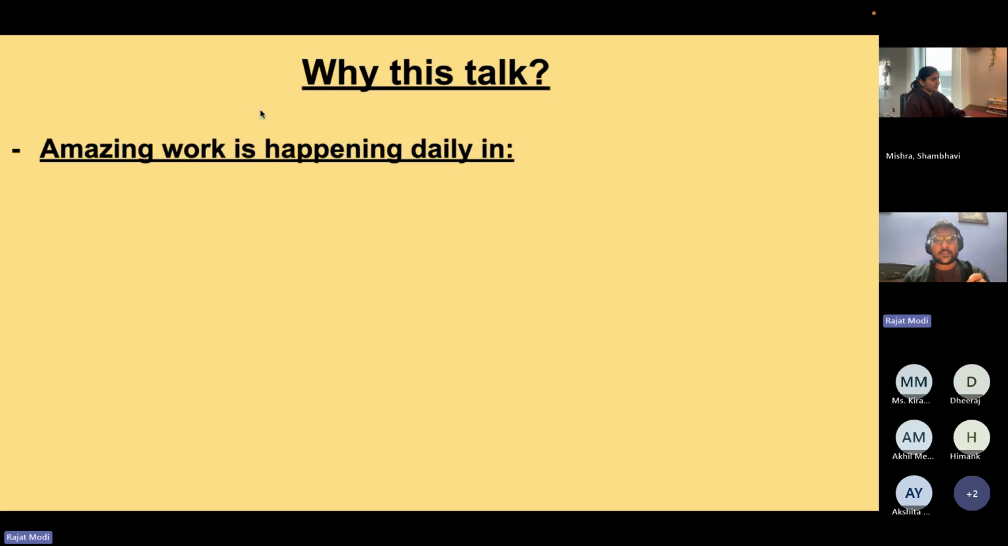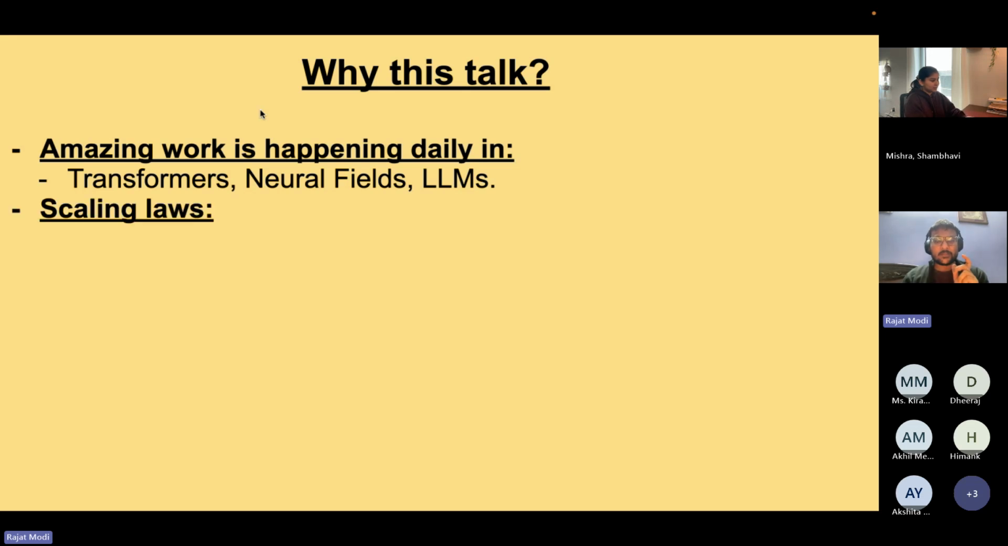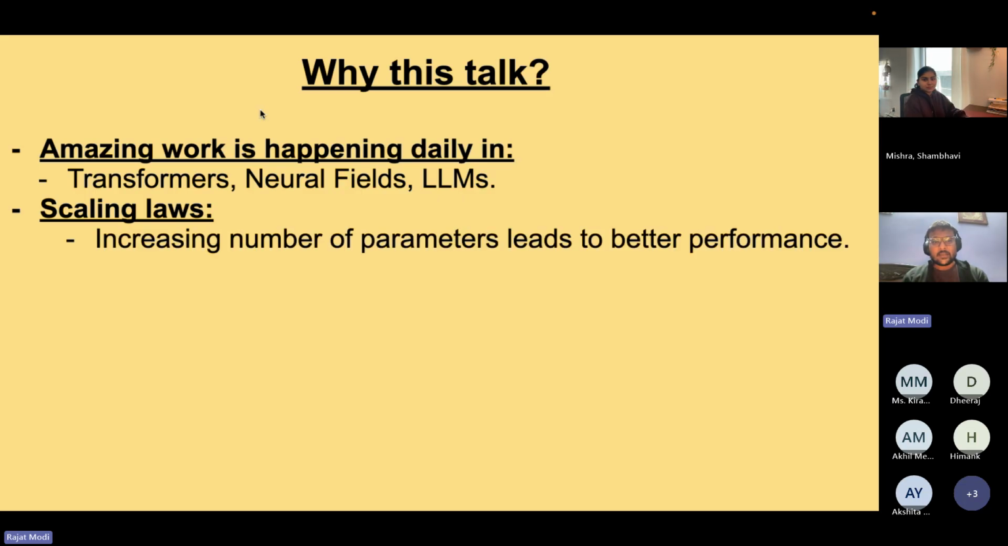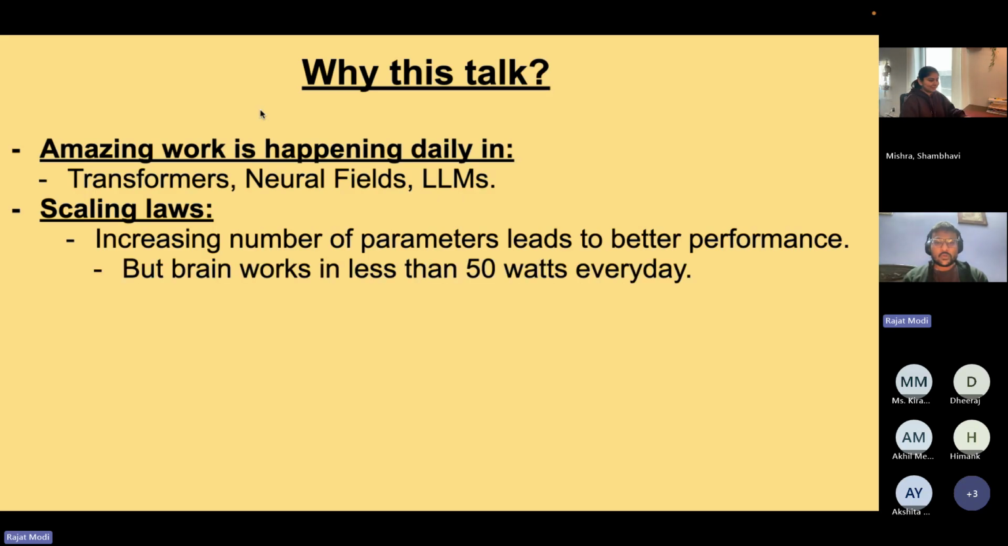This talk is going to be very different from the ones you generally see, because most people, when they give a talk, will say that a lot of work is happening in transformers, neural fields, large language models and diffusion, and most of the time their talk will revolve around one of these areas. The way we have been doing AI for the last 10 years is that you take a big model and you keep increasing the number of parameters, and you will keep getting a higher amount of performance. This is true, and that's what everyone is doing these days.